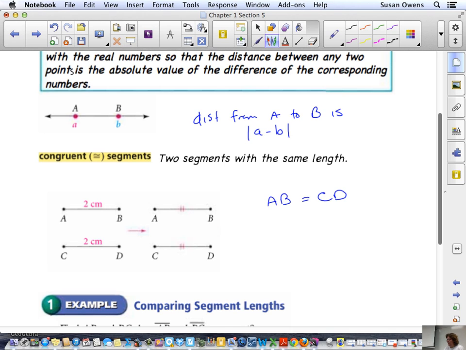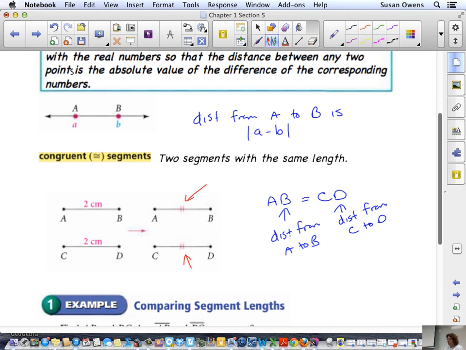This means the distance from A to B, so I don't have to write it out every time. And this means the distance from C to D. Notice I can use equality because I'm not saying the segments are equal. I'm saying that the length between the 2 points on those segments are equal. Now, notice the next picture. Same segments, and then we have what are called congruent symbols.